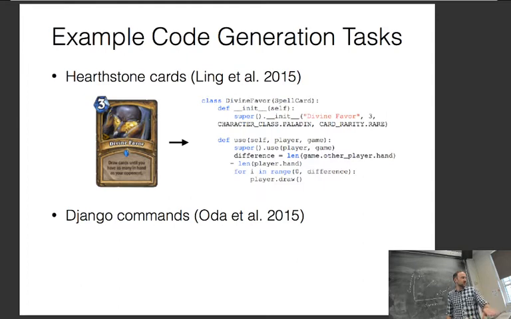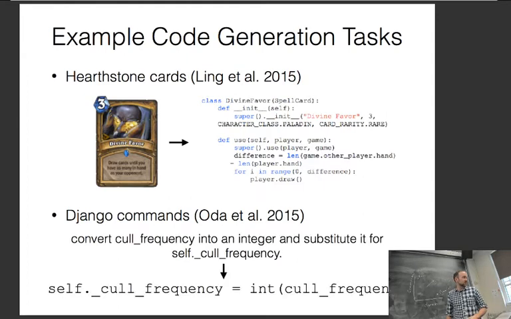This is a data set that we made of Django commands. An example command is convert call frequency into an integer and substitute it for self.call_frequency. And it converts this into a Python command for you. And there's other things like this.